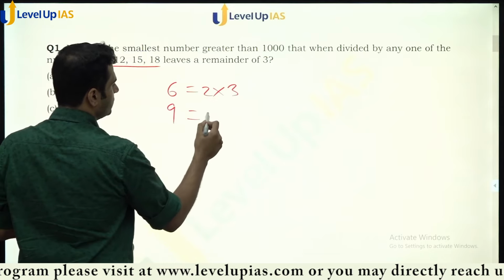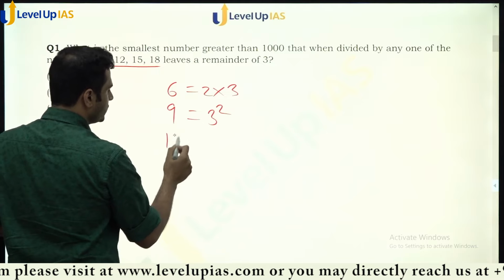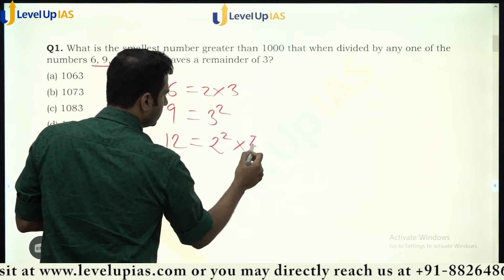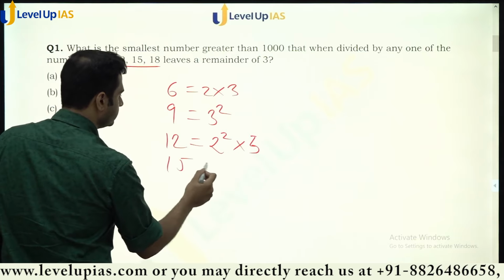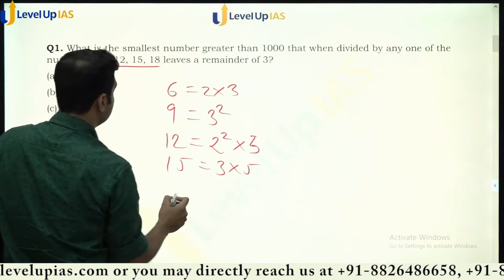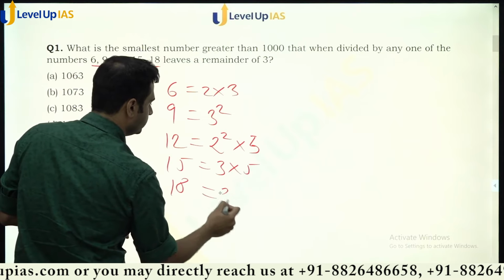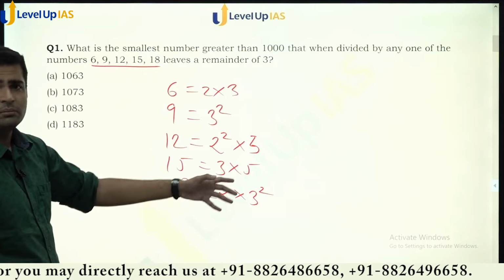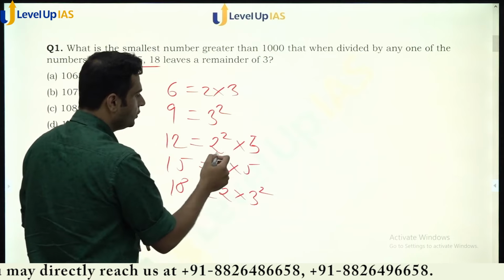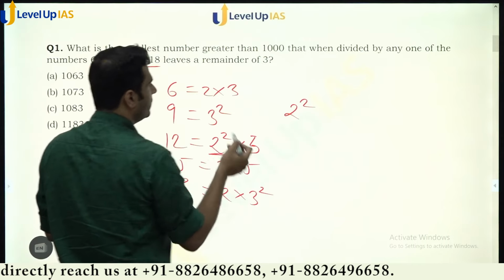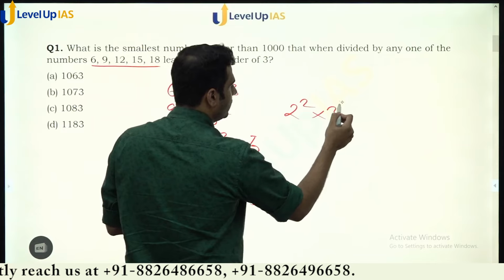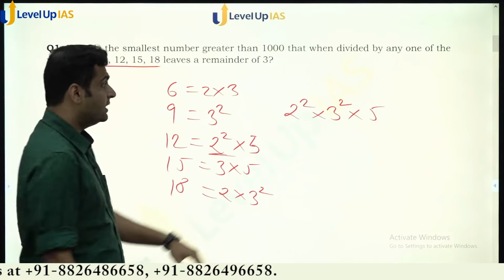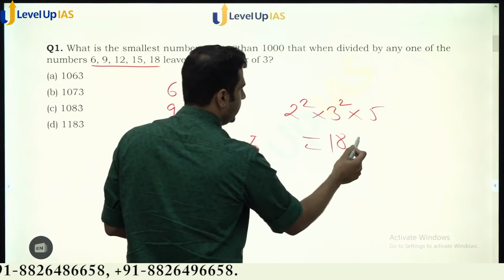Of course, we shall discuss all this in detail in classes. Right now, I'm just writing it. Okay. This is the prime factorization of all these numbers, and to find the LCM, we take the maximum powers. Maximum power of 2 is here, 2 square. Maximum power of 3 is 3 square. Maximum power of 5 is here, into 5. So this is the LCM, which is 180.